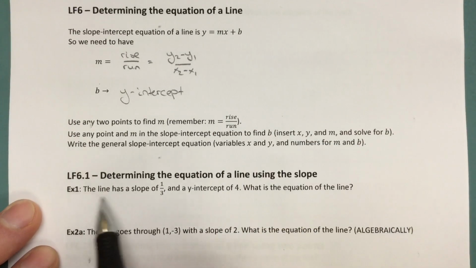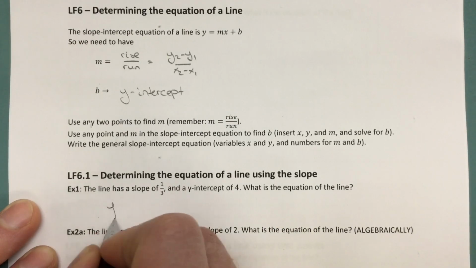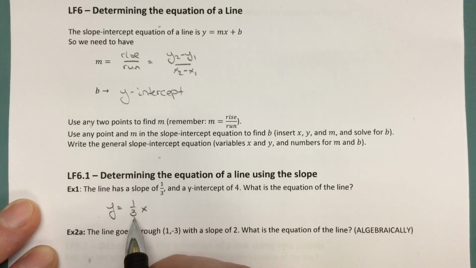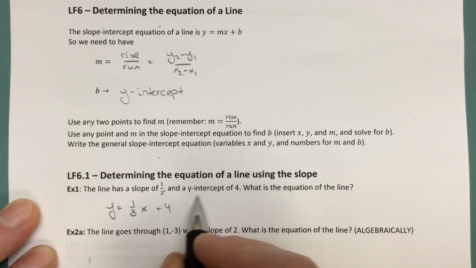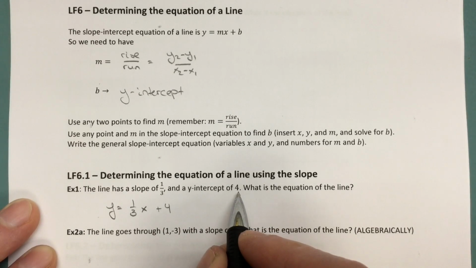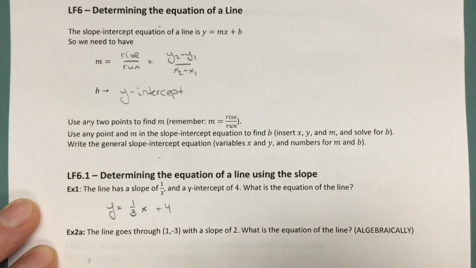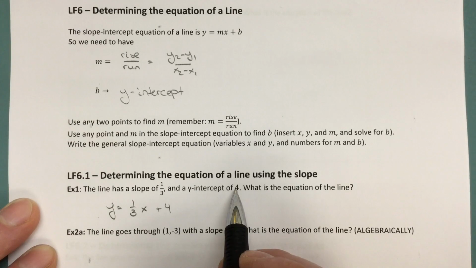So here's one example. The line has a slope of 1/3 and a y-intercept of 4. What is the equation of the line? And just a reminder, that would be y is equal to 1/3x, and 1/3 is the slope. That's always the coefficient of the x value, plus 4, which is the constant term for the y-intercept, the constant term b. And so this is the function that has a slope of 1/3 and a y-intercept of 4.